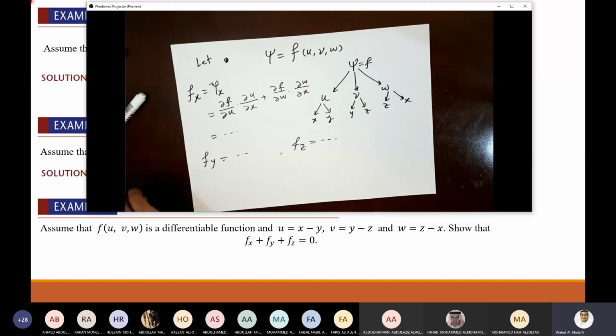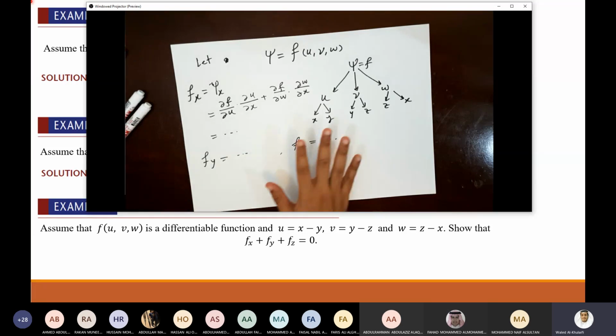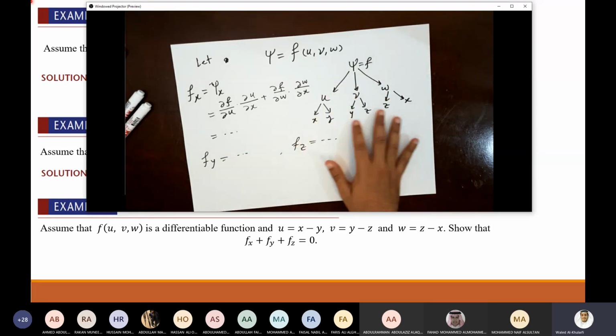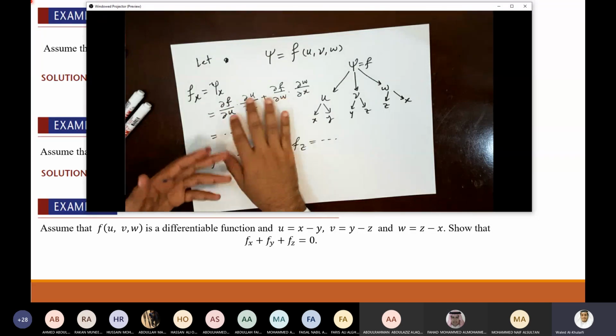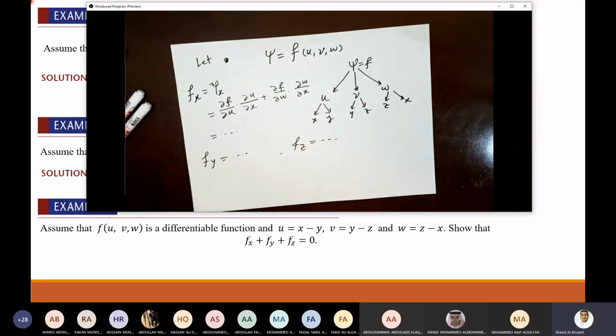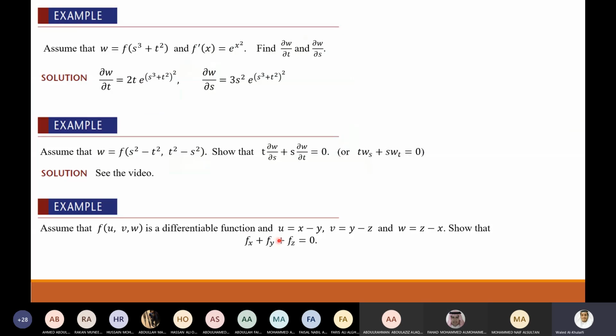Okay. Any questions here? So as you see now, using the tree diagram makes it very easy for us to follow the chain rule here, okay? So we don't need to remember the expressions. Done, draw the tree, you are done. Okay? Good.